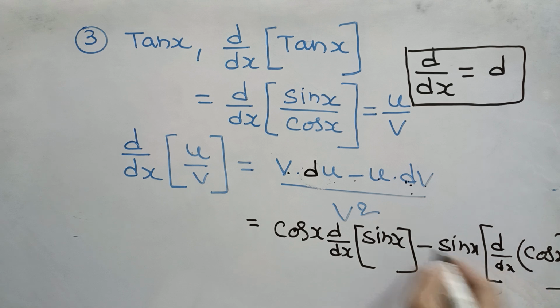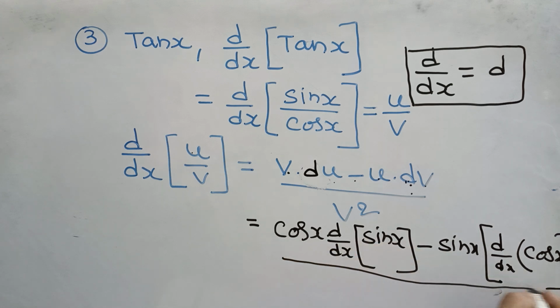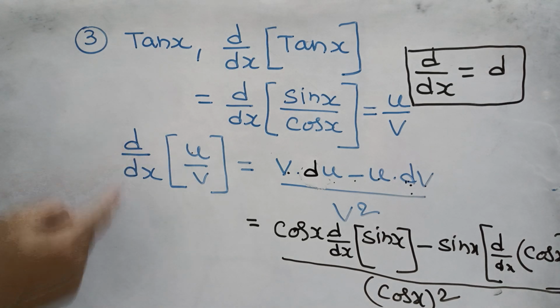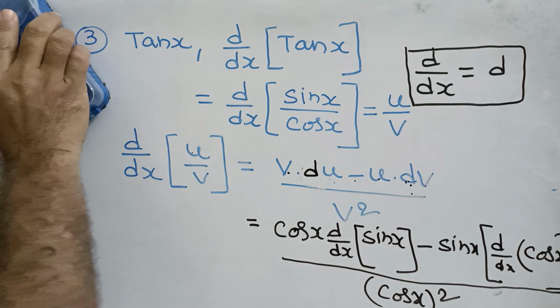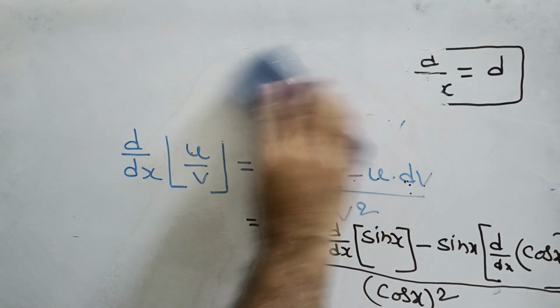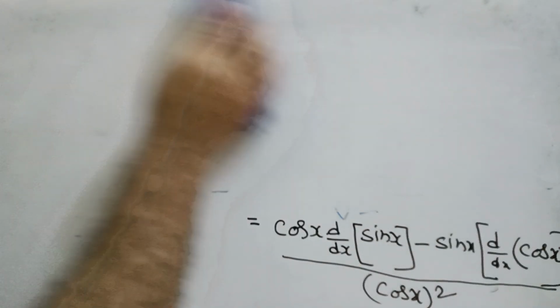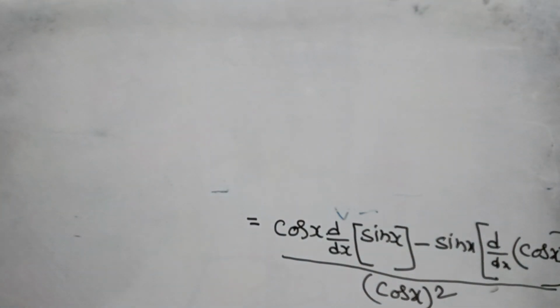Cos x, by v square. What is v square? It is cos x square. Am I correct? Cos x square. Then if you simplify this further, your d by dx of tan x will be... So if you simplify further, what would be your value? Tell me, what could be the value of d by dx of tan x?